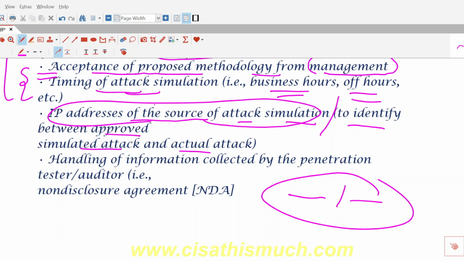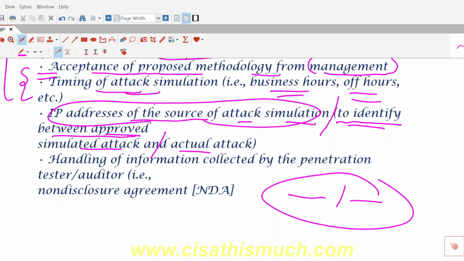Okay, and here the review manual, they themselves have told, in the bracket, so I'm not saying this, they themselves have mentioned in the bracket, to identify between approved simulated attack and actual attack. What is an approved simulated attack? Approved means properly approved by senior management. Simulated, I have already discussed, it seems to be real but it's not real. And actual attack, to distinguish between the two.